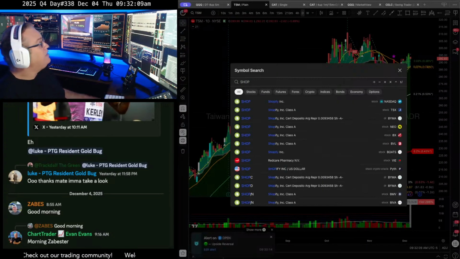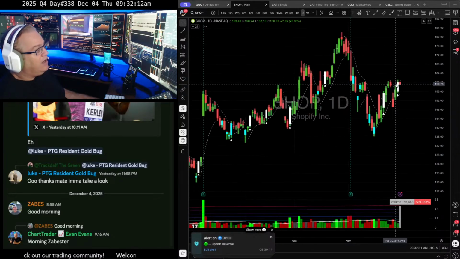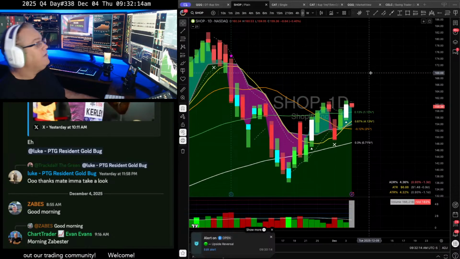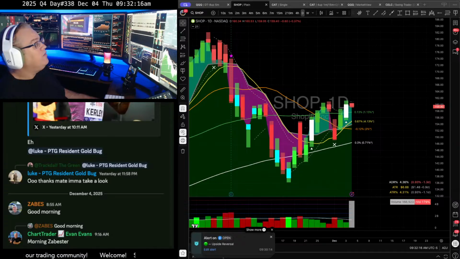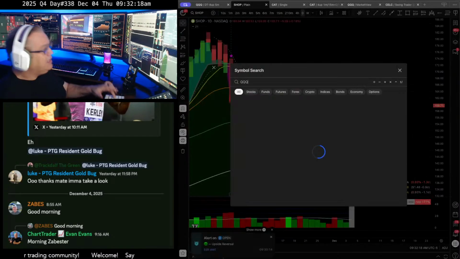Shopify. Let's see how Shopify is doing off of the open. Okay, off of the open, it's just neither here nor there. Let me go over to the market. Let's see how the market is moving.